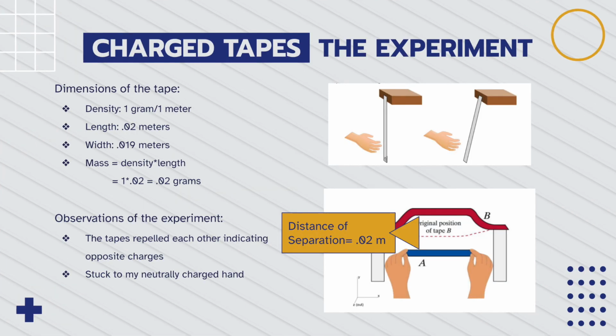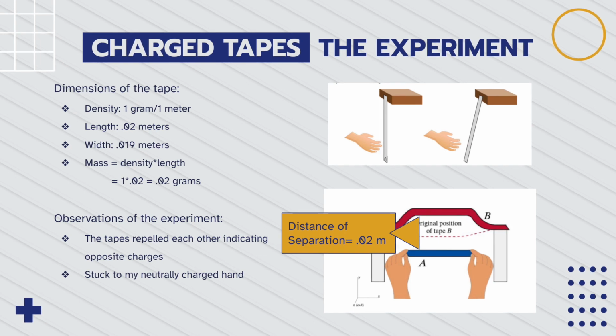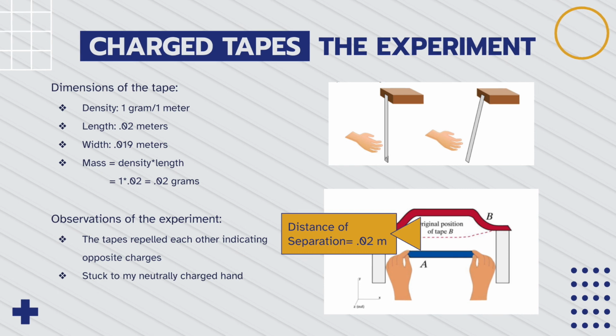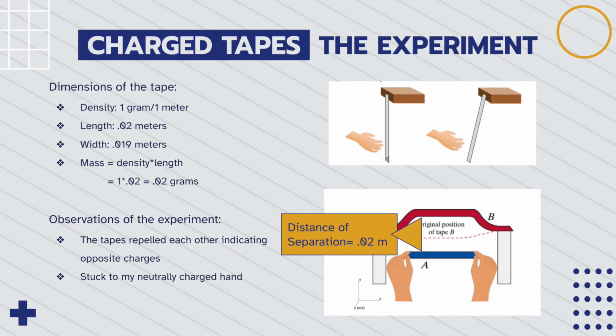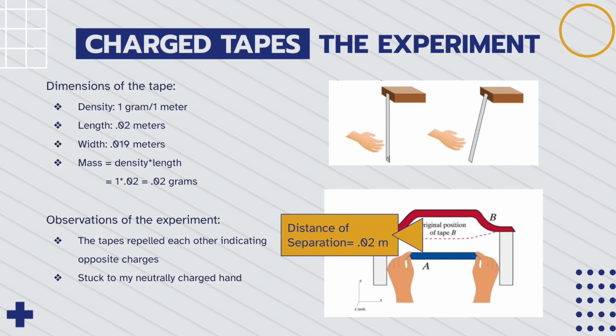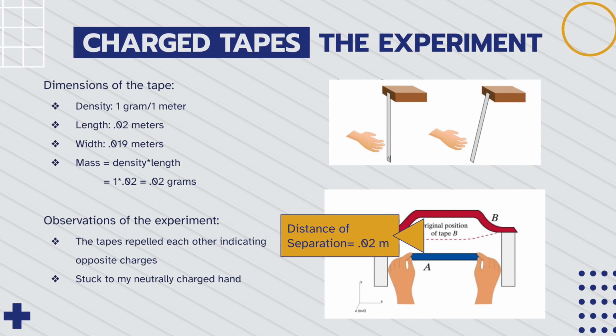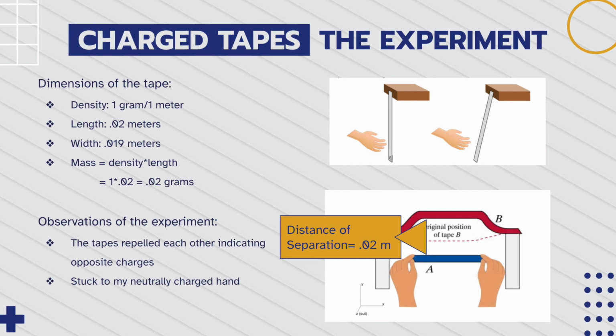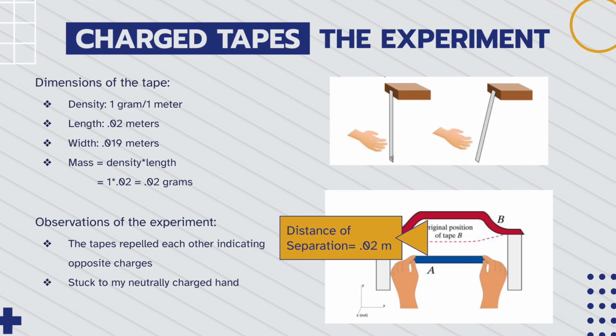The experiment. The experiment consisted of charging pieces of Scotch tape and observing their interactions to determine the charge on one tape. The dimensions of the tape are as follows. The density was 1 gram per meter, the length was 0.02 meters, and the width was 0.019 meters. To calculate mass, simply multiply density by length to calculate that mass was 0.02 grams.